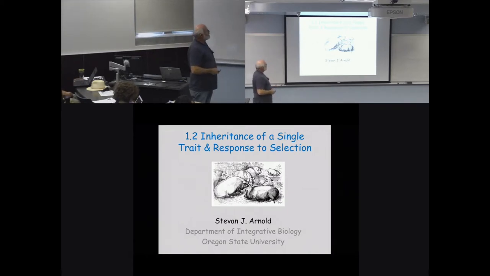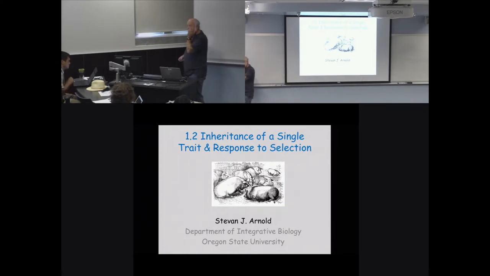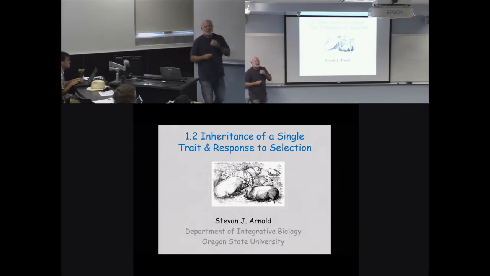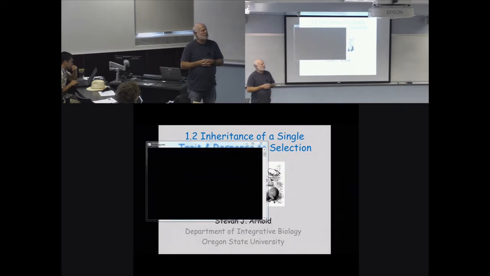We're going to talk about the inheritance of a single trait and selection. And here I've got a little icon at the start of this. I think this is the only animal picture I have. And this picture is to remind me of a particular point that Joe made, and that is much of quantitative genetics was developed in a plant and animal breeding sphere. And so this reminds us of Jay Lush and the other practitioners of quantitative genetics who used this theory to improve animal and plant stocks.